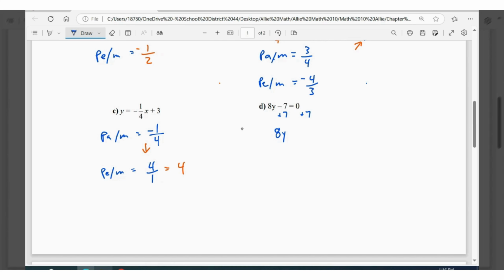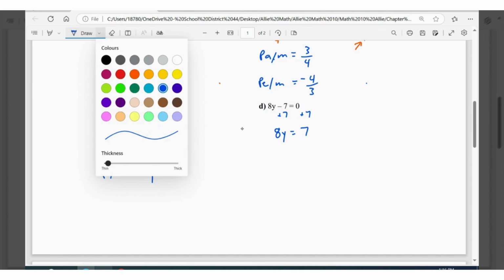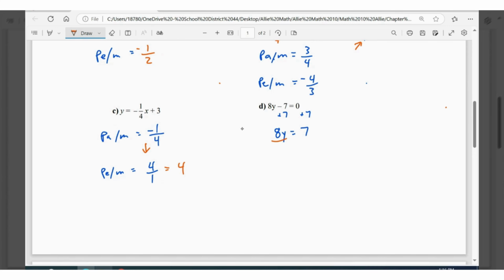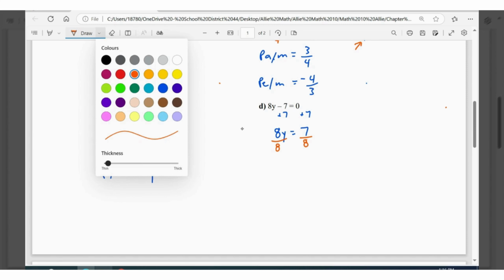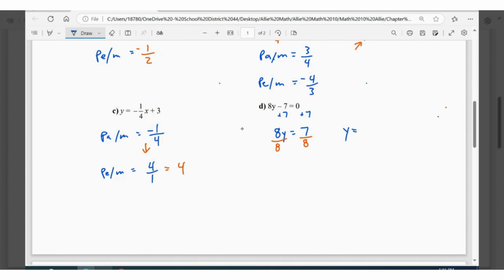So we get 8y equals +7. And then let's get this y by itself. So divide by 8, divide by 8. And we're left with y equals 7/8. So what does this mean? This means that if we had a graph like this, y would equal not quite 1, but it would look like that. It would look like a horizontal line.